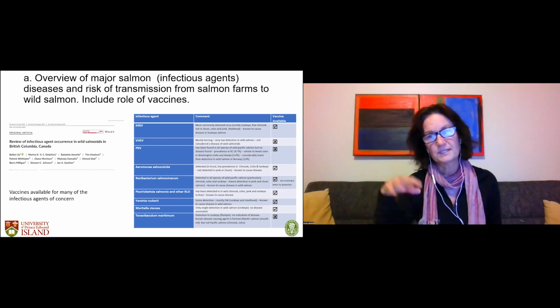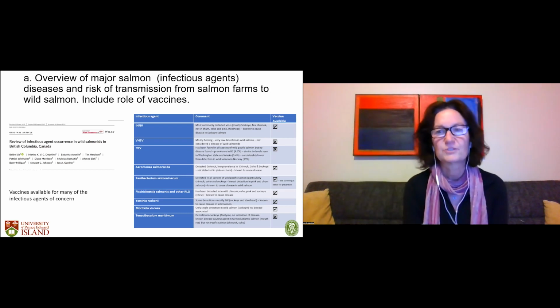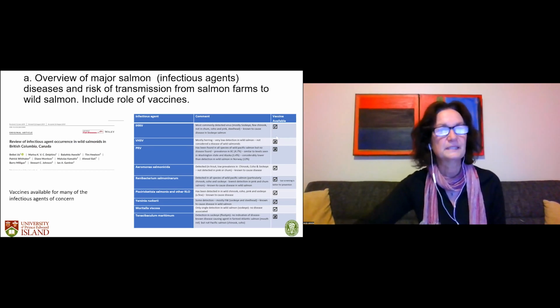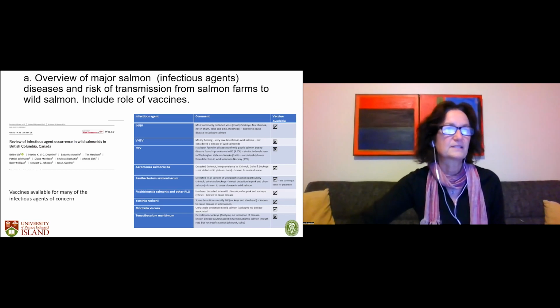There was also a disease outbreak in Klemtu in 2002. And then in 2012, there was a minor outbreak, but they saw that this vaccine was very effective. So what has now happened is that it's industry-wide. All Atlantic salmon entered into any of the regions in BC receive this vaccine.